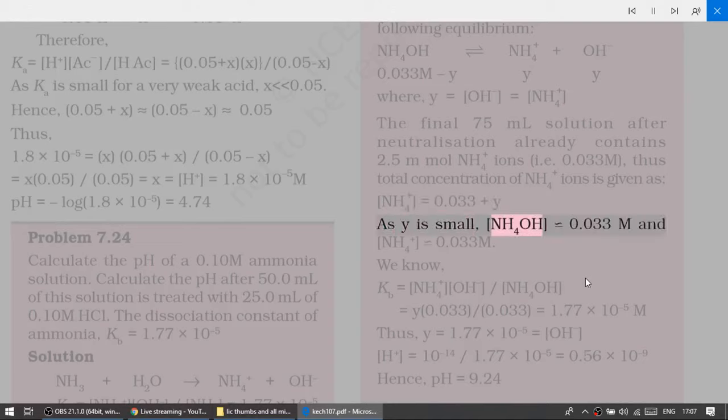As y is small, [NH3] ≈ 0.033 M and [NH4+] ≈ 0.033 M. We know Kb = [NH4+][OH-]/[NH3] = y(0.033)/0.033 = 1.77 × 10^-5 M. Thus, y = 1.77 × 10^-5 = [OH-]. [H+] = 10^-14/1.77 × 10^-5 = 0.56 × 10^-9. Hence, pH = 9.24.